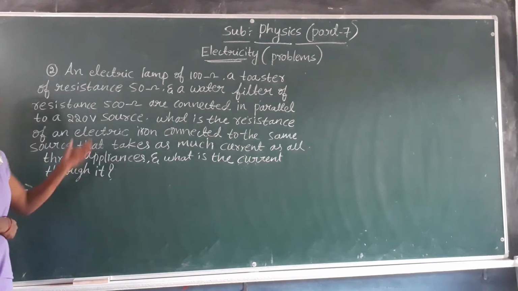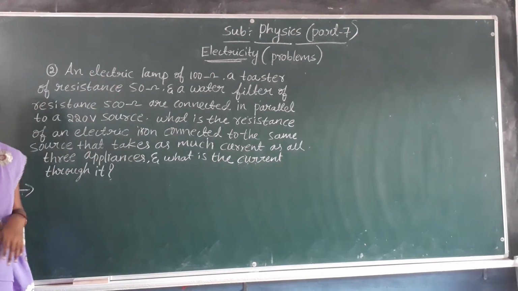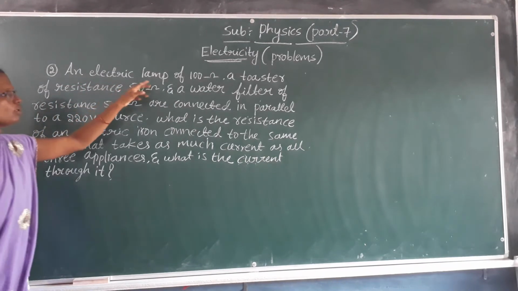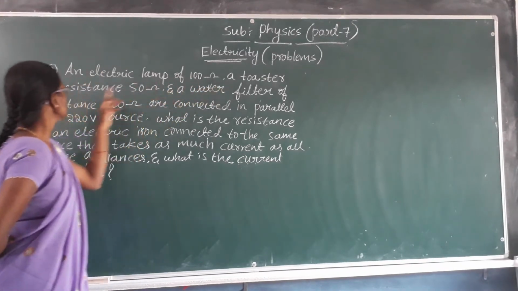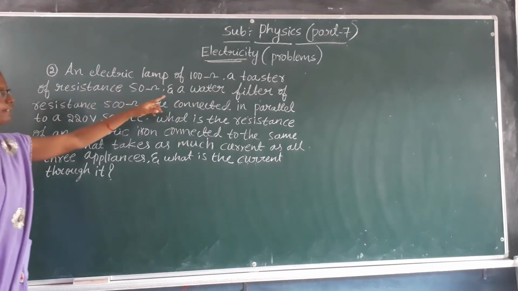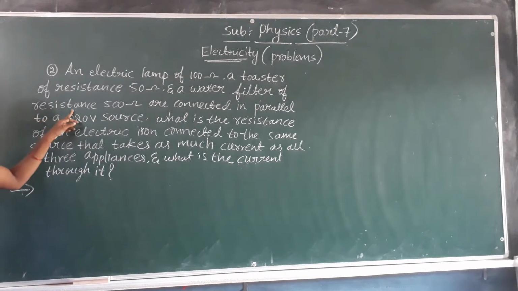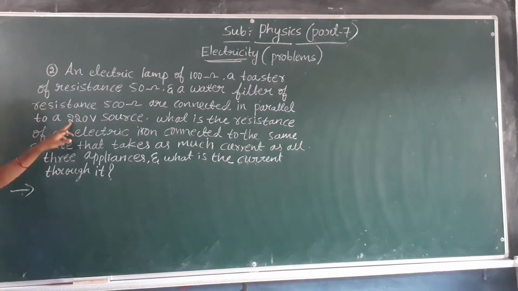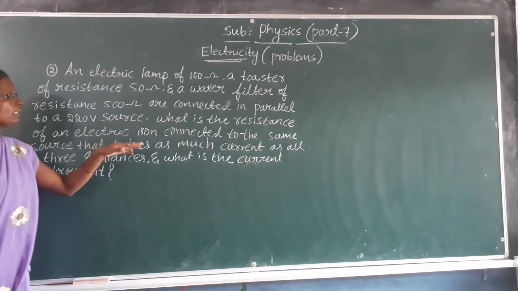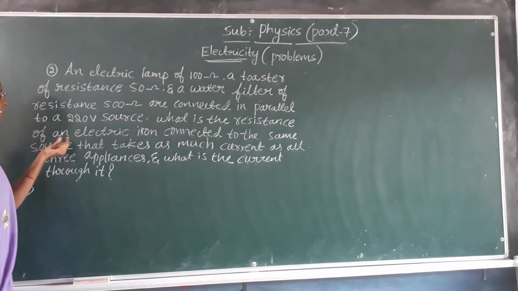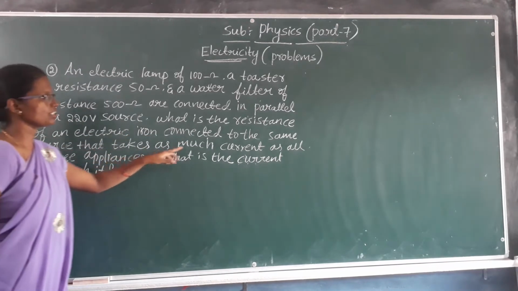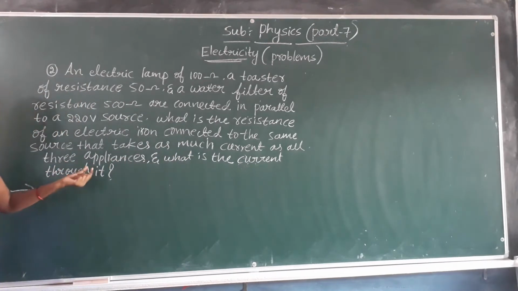In the last class we solved problems based on the electricity chapter 1. So, second problem. This is your question. An electric lamp of 100 ohm, a tester of resistance 50 ohm and a water filter of resistance 500 ohm are connected in parallel to a 220 volt source. Then what is the resistance of an electric iron connected to the same source that takes as much current as all three appliances? So what is the current through it?